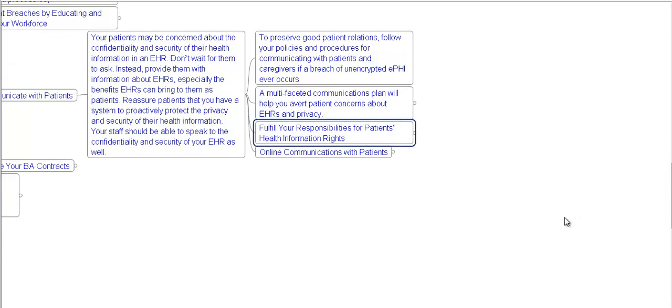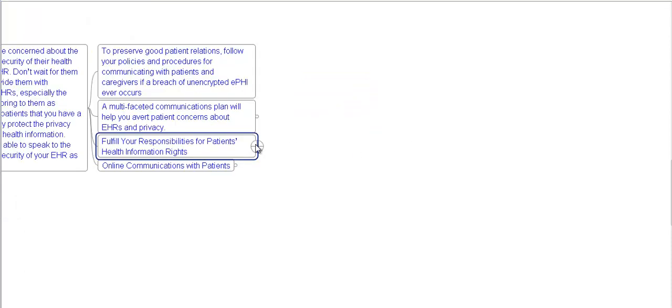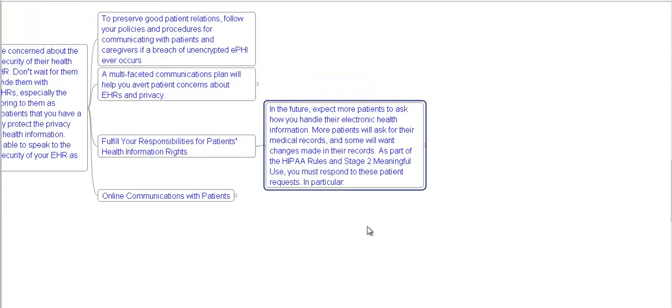Fulfill your responsibility for patients' health information rights. In the future, expect more patients to ask how you handle their information. More patients will ask for their medical record, and some will want changes made in their record as part of HIPAA rules and meaningful use. You must respond to these patient requests in particular.